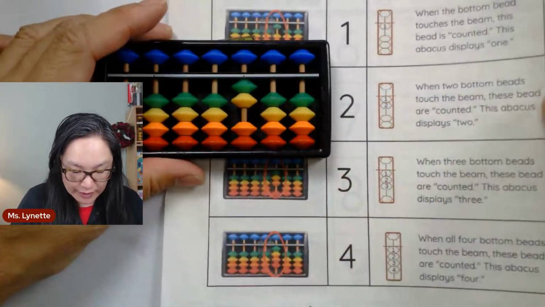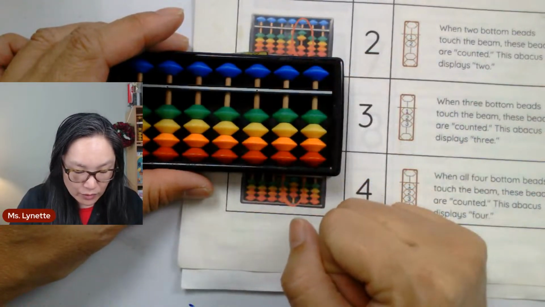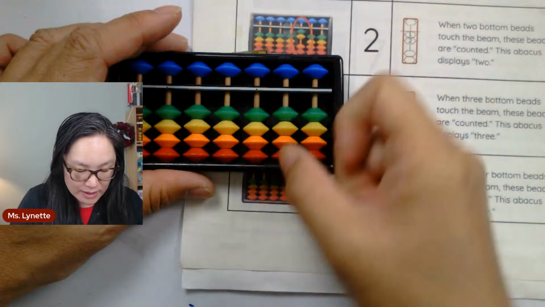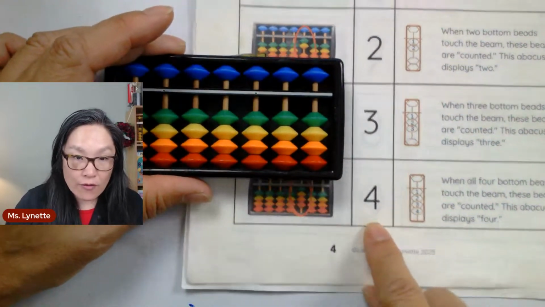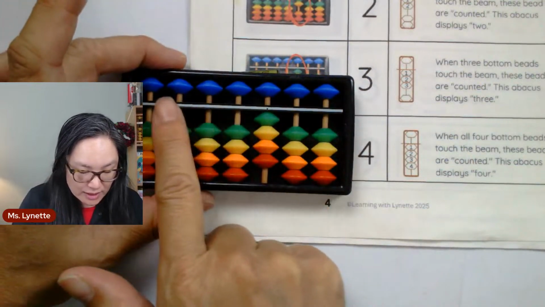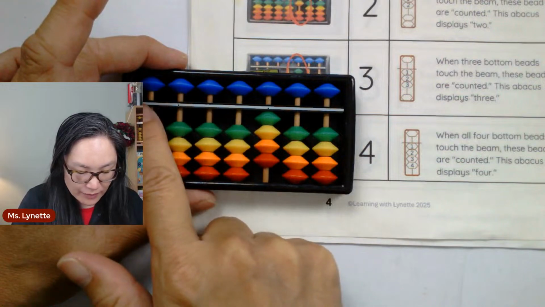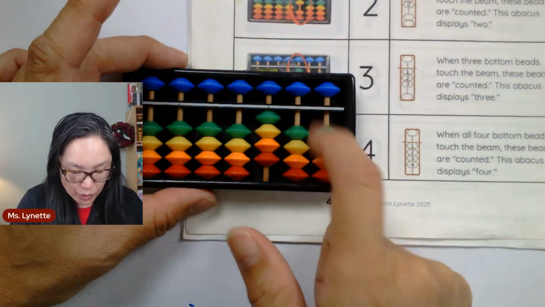And then we have 3. 3 looks like this. 1, 2, 3. When we move the beads, we want to move the beads all together like that. So we have 0, and then we have 3. Now we have 0, and then 4. 4 is all the beads touching the horizontal bar. So none of these columns have beads counted. However, this one has 4 because it's touching the horizontal bar.